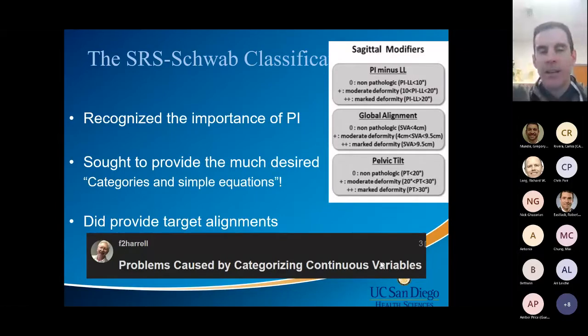And so the first reasonable attempt we had at classifying adult spinal deformity was the Schwab SRS classification, where they talked about the sagittal modifiers.